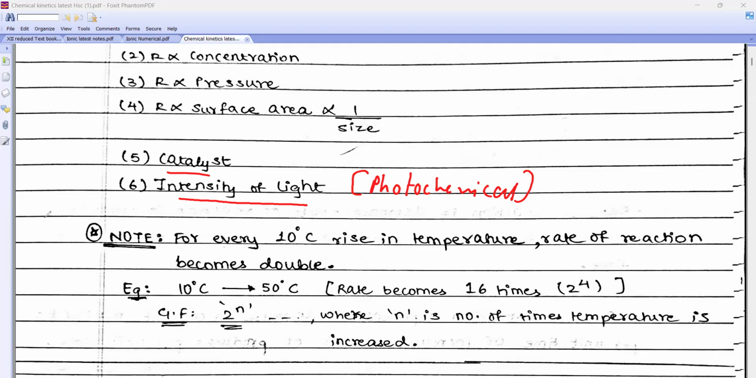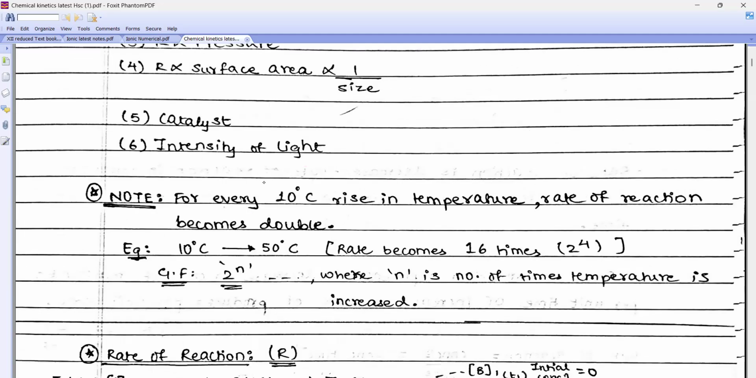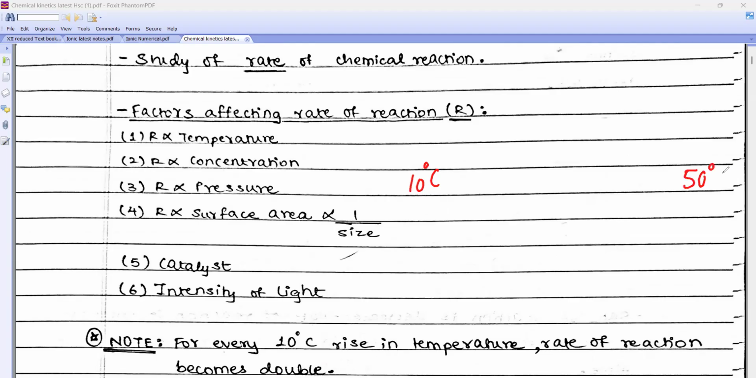Now this is very, very important. This you have to remember. For each 10 degree rise in temperature, the rate of reaction becomes what? Double. So what type of question will they ask? Suppose I have given one reaction. Initially it was at 10 degrees, and I am raising the temperature to 50 degrees.